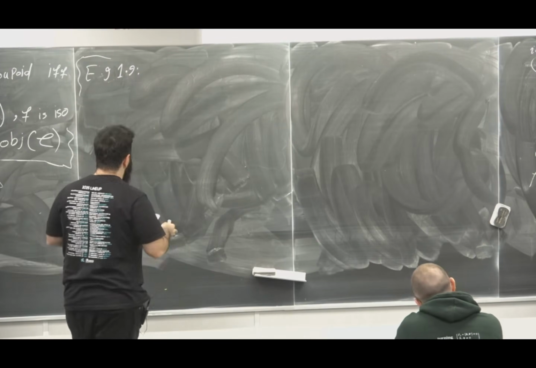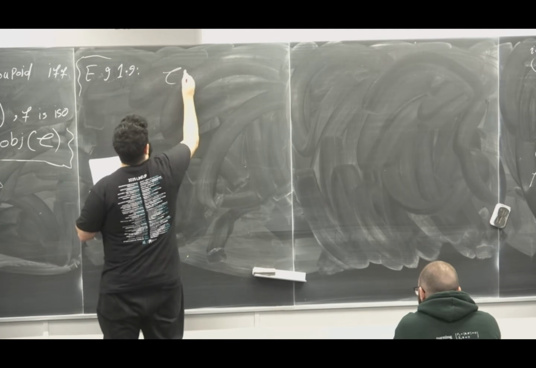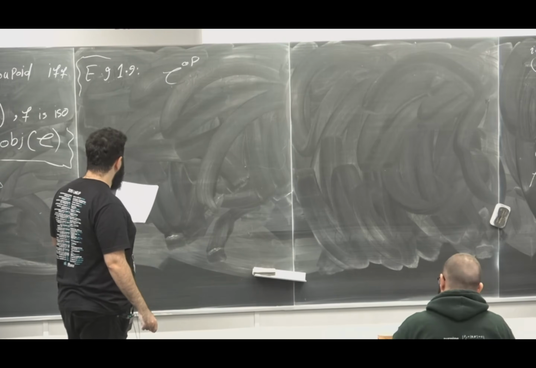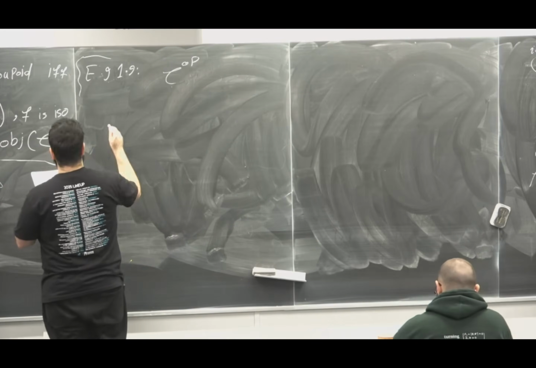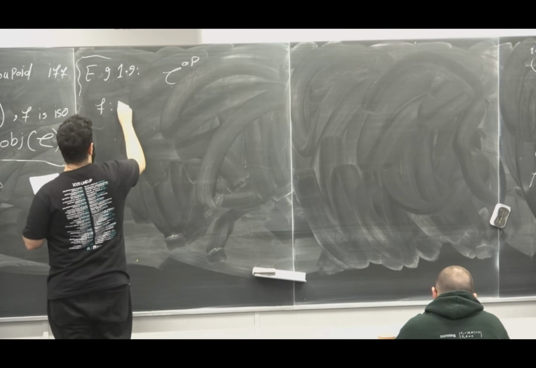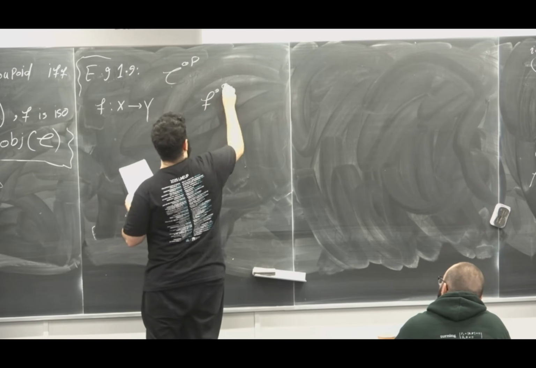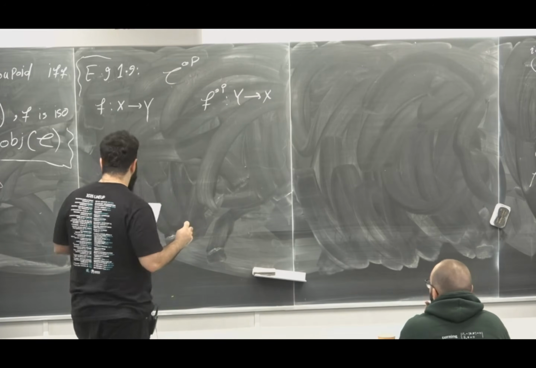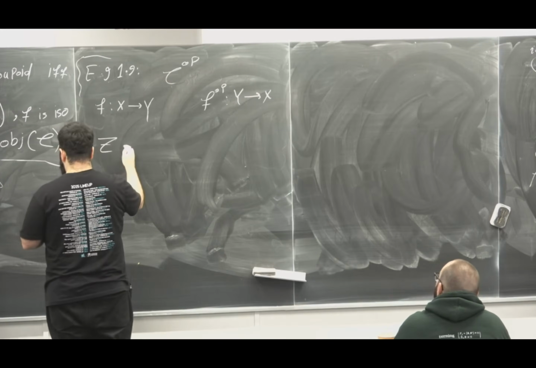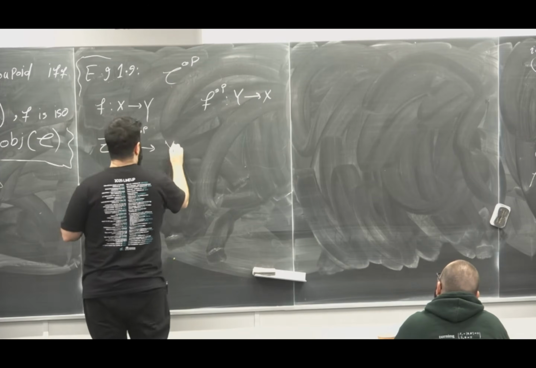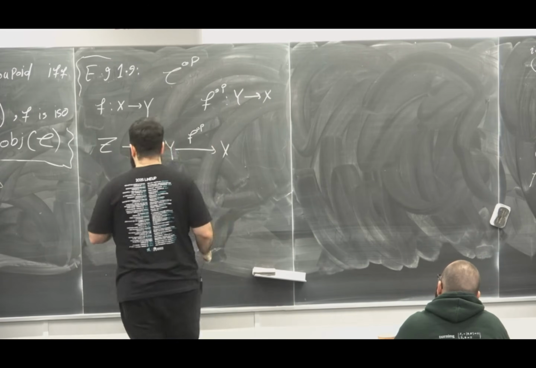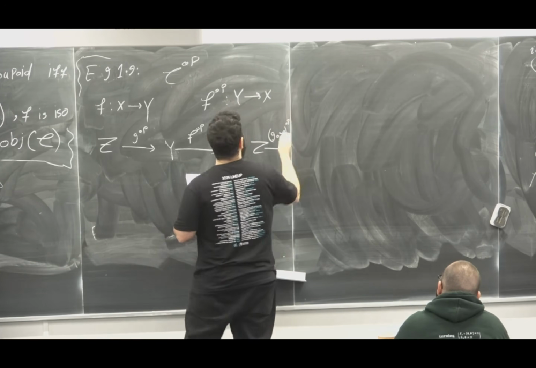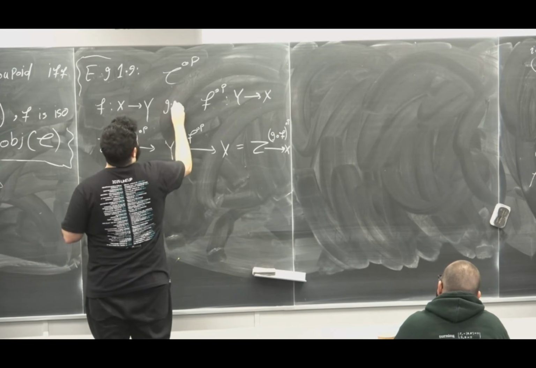So C is a category, and I want to know what C op is. The opposite category, the objects are the same, so they have the same objects, but the morphisms are different. So the morphisms, instead of going from X to Y, they go from Y to X. The important thing is the composition rule, which is if I go from Z with g op to Y, f op to X, this is the same as Z going to X of (g ∘ f) op. So f goes from X to Y and g goes from Y to Z.